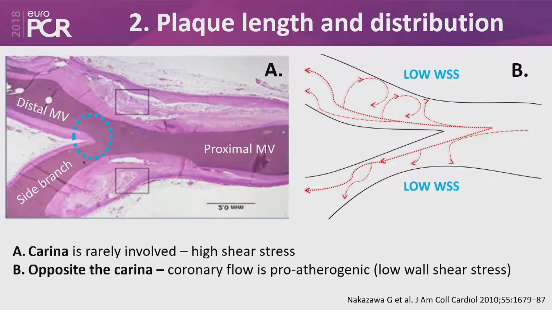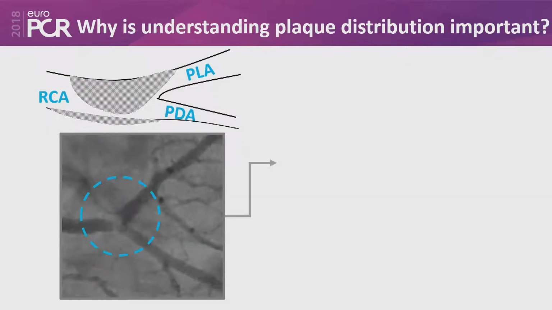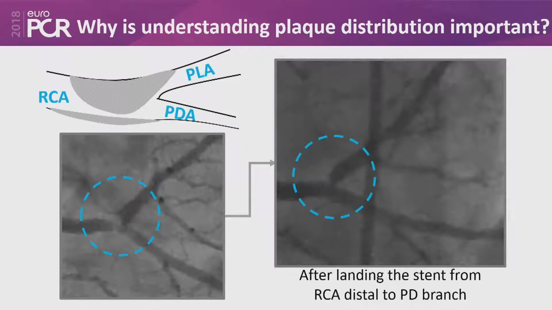This has to do with shear stress, where you have low shear stress on the opposite walls. Now, what are the consequences of this? Why is this important? On the next slide, you see the possible consequences. You see the plaque distribution here, and when you analyze it carefully, you can see that the plaque stretches from the distal RCA, which is the proximal main vessel, into the side branch, into the PLA. The reasoning of the operator here was that the PDA may be a more important branch. So a stent was placed into the PDA. Consequently, the plaque was shifted towards the side branch.